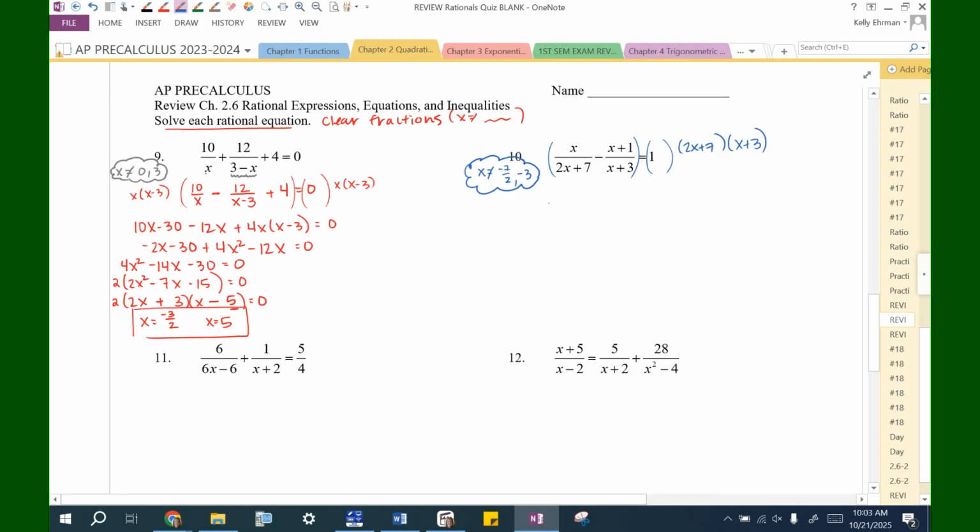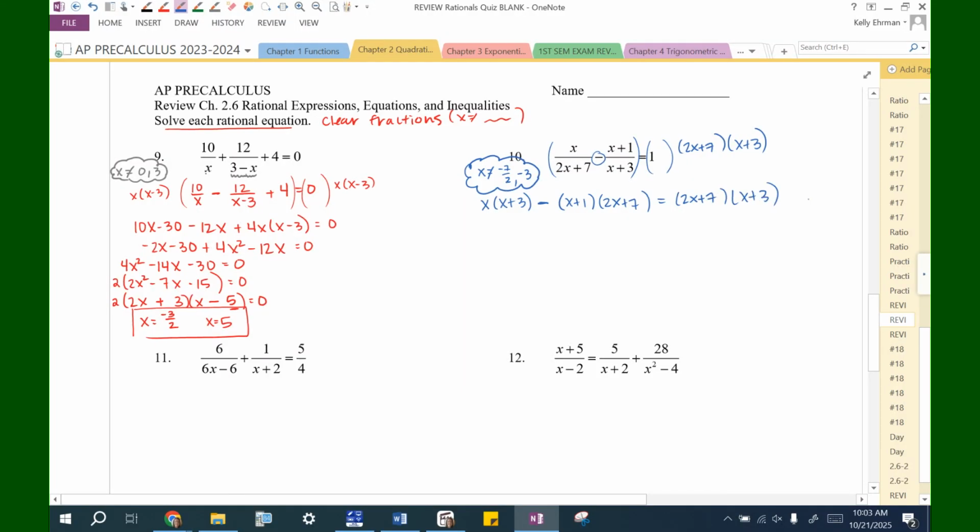All right, so this first fraction, we'll have x times x plus 3. This one, be careful here with the subtraction. Minus parentheses, x plus 1 is already up there. The x plus 3's will cancel, but x plus 1 will get multiplied by 2x plus 7. And on the other side of the equals, there is no denominator here, so we're going to have to do 2x plus 7 times x plus 3.